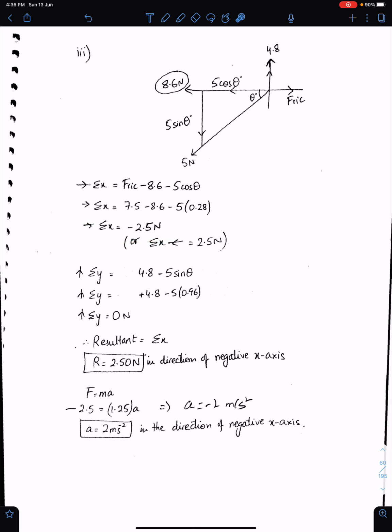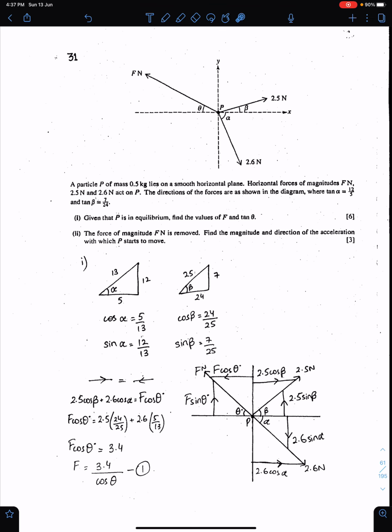Sigma y, 4.8 minus 5 sine theta, which is 0. Therefore, resultant is sigma x. And the formula of resultant is ma. Since F is negative, minus 2.5, and mass is 1.25, so acceleration is minus 2. Minus 2 means towards left. So acceleration is 2 m/s² in the direction of negative x-axis.